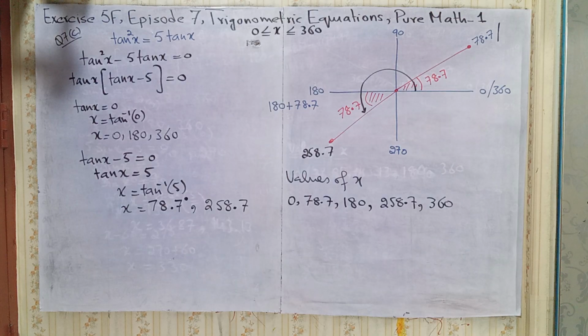Let me check. I hope the answer is right. So this is question number 7, and it's the C part. The answers are 0, 78.7, 180, 258.7, and 360. So this is how question number 7 and its C part is done in exercise 5F. I hope that this is clear to you.